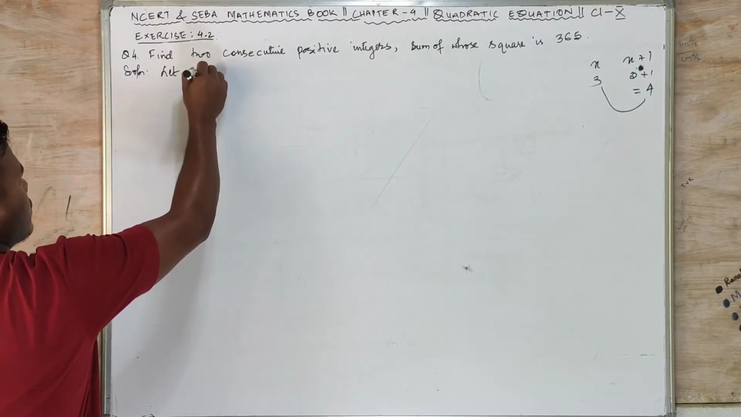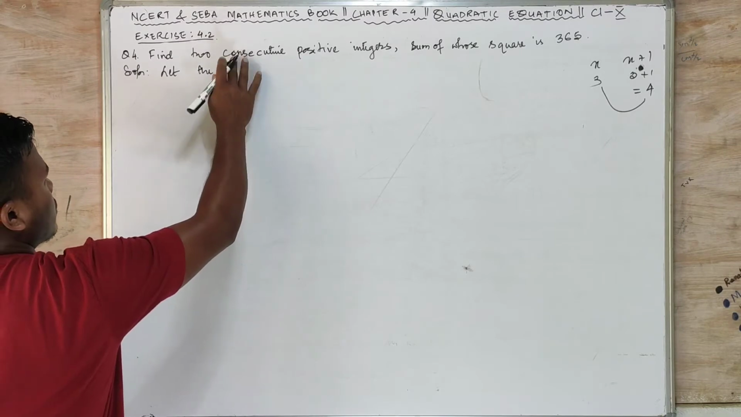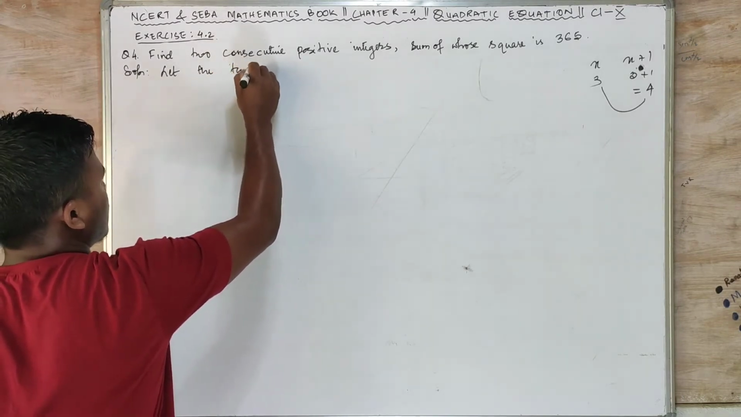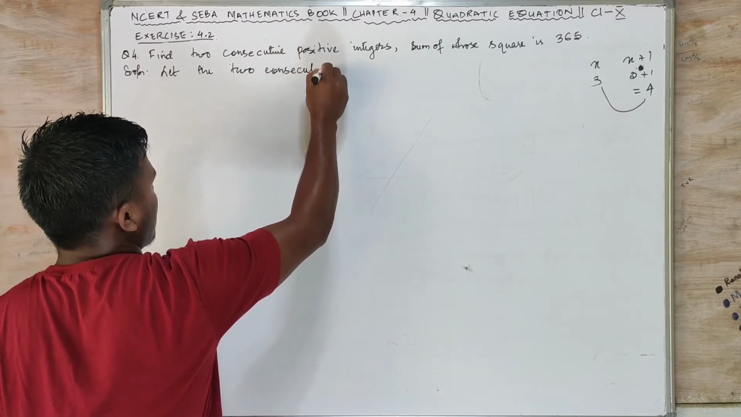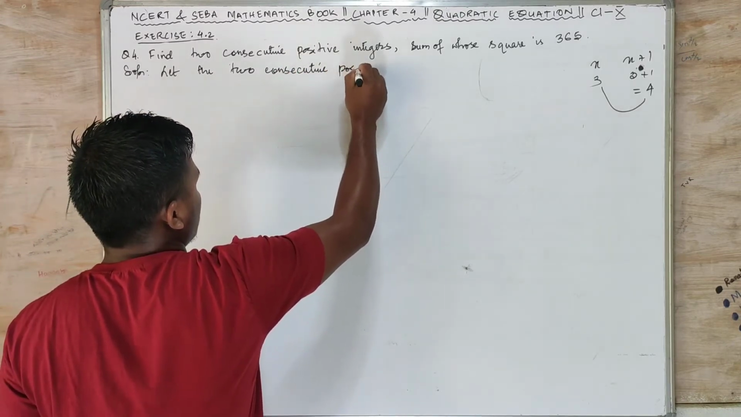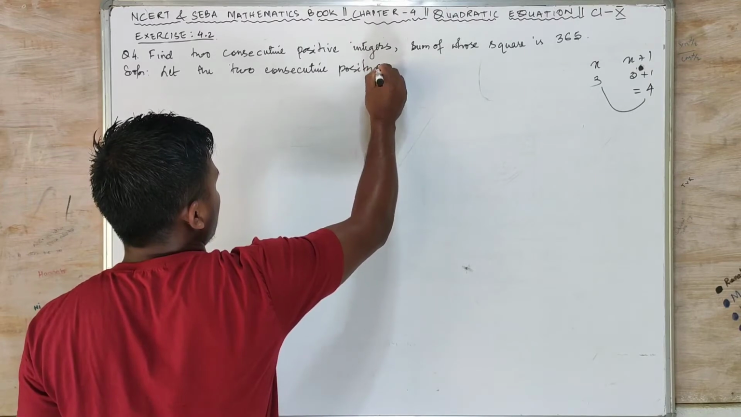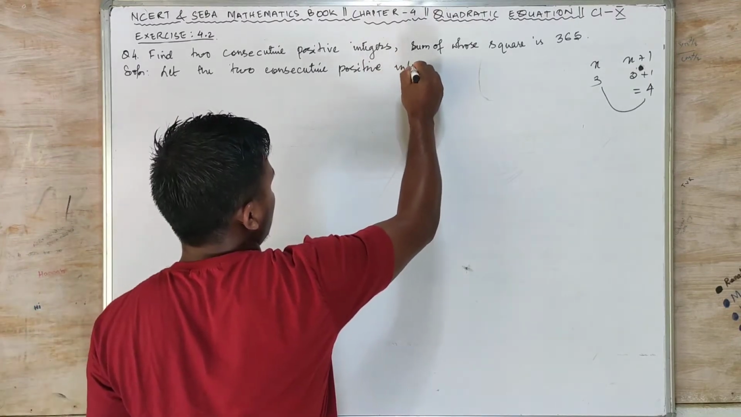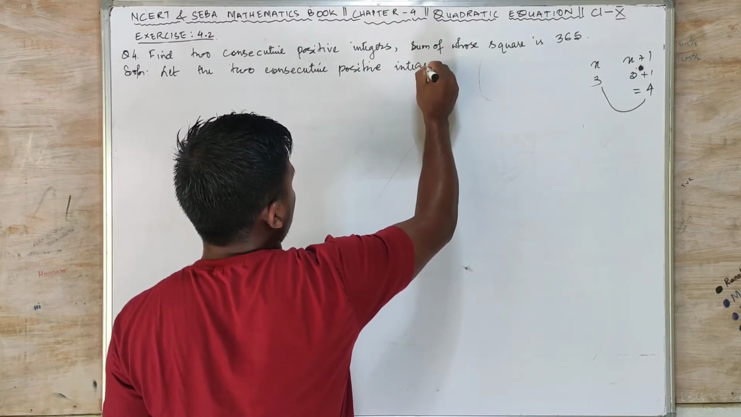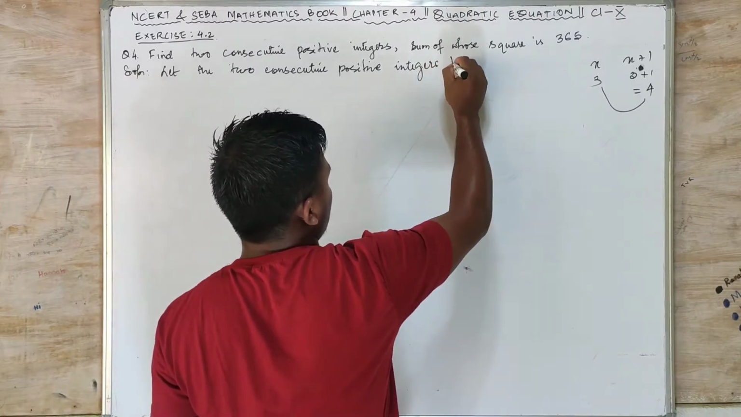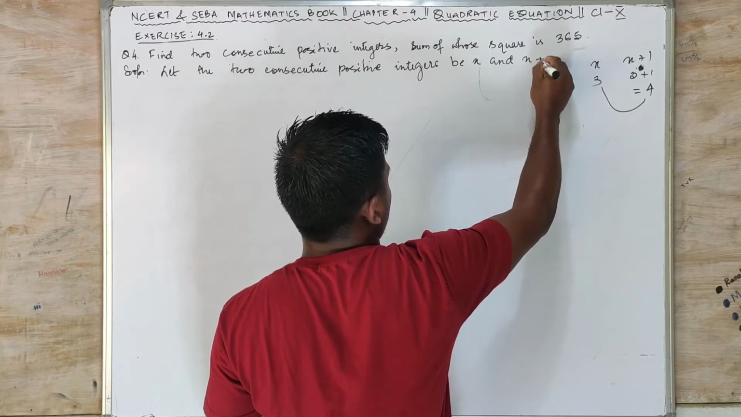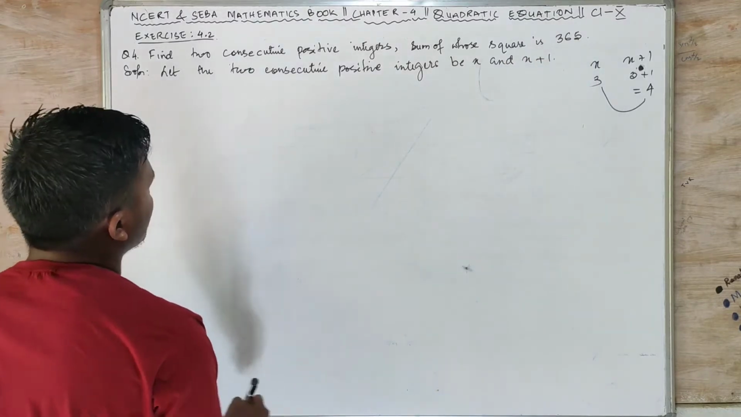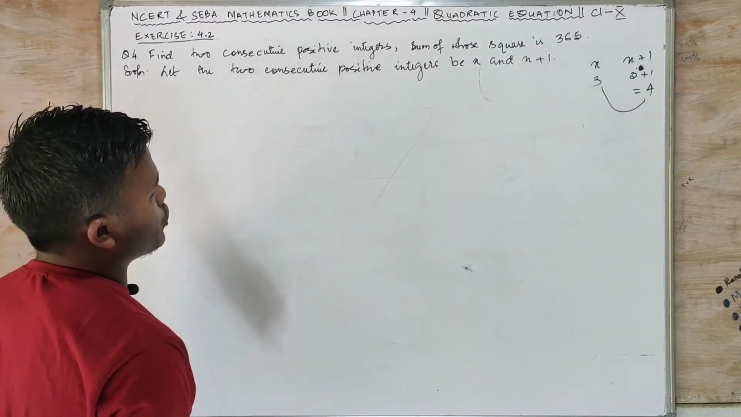Let the two consecutive positive integers be x and x plus 1. Okay, if you go according to the question, how did the question say?